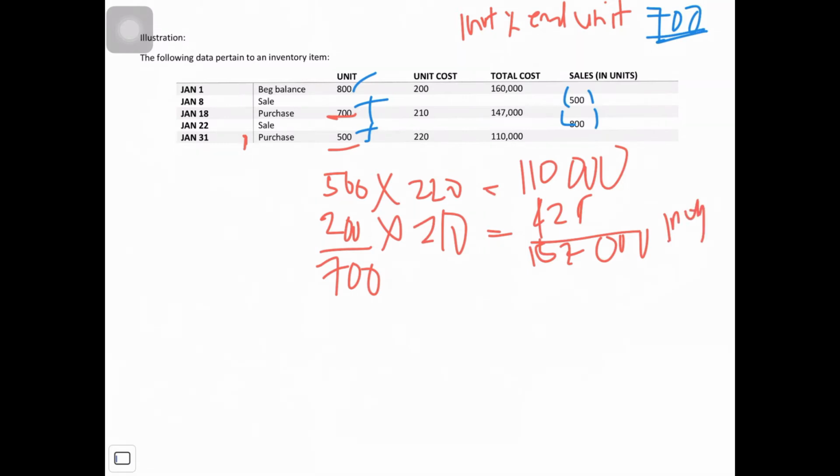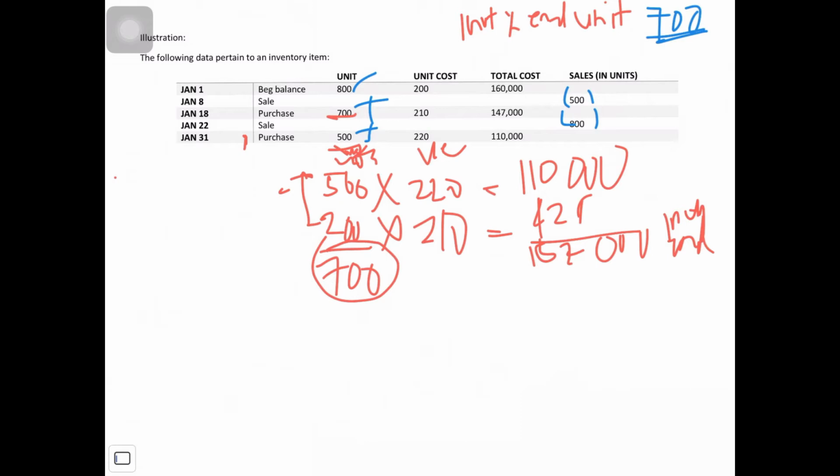This is our inventory end. Our units of inventory end times our unit cost. It is 700, guys. However, it is not the 700 that you will multiply by, because it depends on the price of the purchases of those units, right? So, that is how to get it using first in, first out.